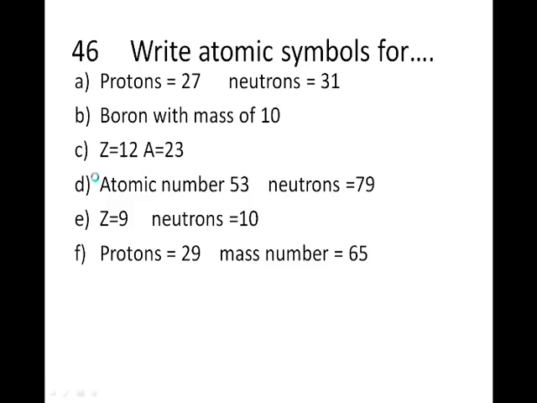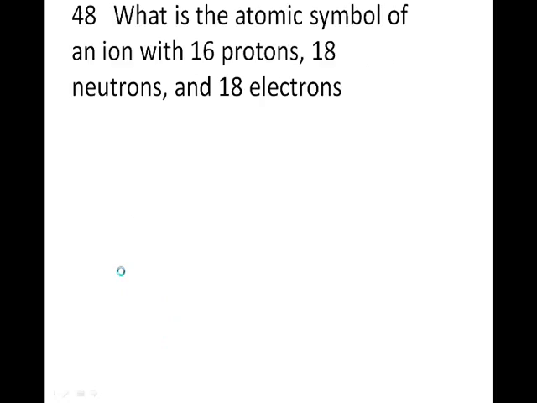Let's move on to number 46. Same kind of problem we're looking at here. So you go here and go, 29 protons. What's atomic number 29? And you look at your periodic table and say to yourself, well, that is copper, atomic number 29. And the mass number is 65, so I can just put that right here. So that's what F would look like. So work your way through number 46.